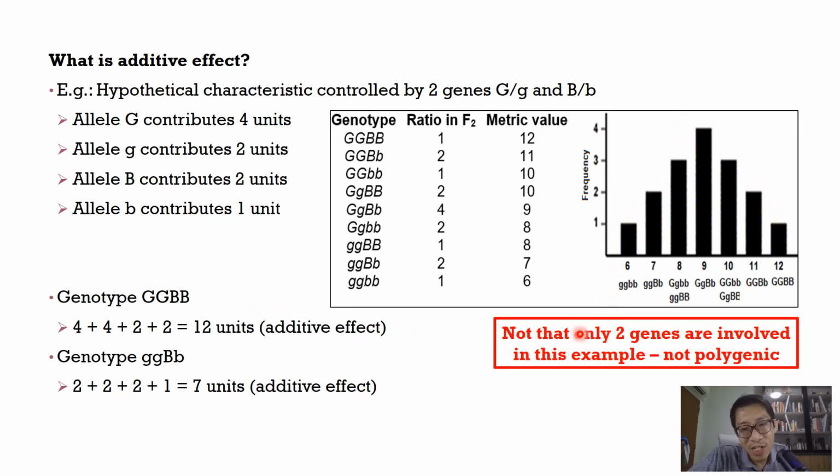So even though this is not even a polygenic example, because there are only 2 genes, it already gives you a range, right? So you can imagine if this is a polygenic phenotype with many genes, then the range would be a bit more gradual, more continuous, right?